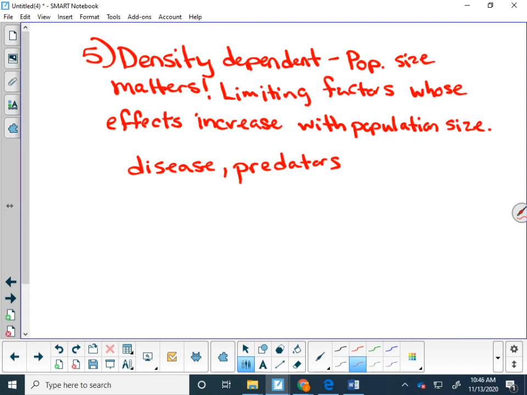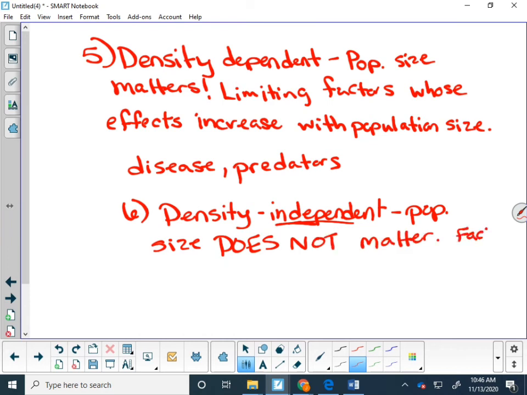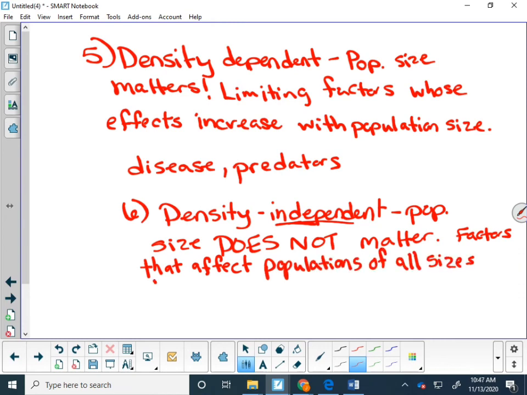Okay, now let's come in and write our definition for number 6. For me, this is the most difficult concept to understand in this unit. Density independent limiting factors. And these are limiting factors where size does not matter. Okay, population size does not matter. It's going to affect all members of the population regardless of size. So it will have the same effect regardless of if it's acting on a small population or a large population.